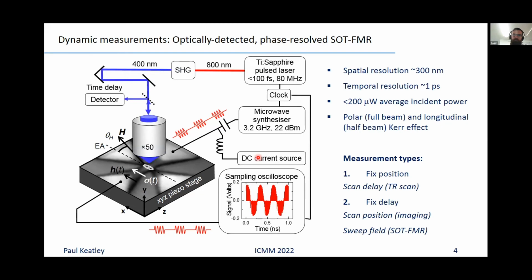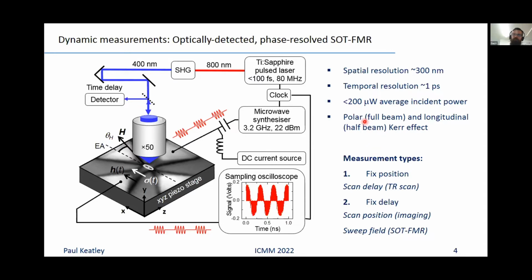Then to probe the dynamics, we synchronize the synthesizer with a femtosecond laser. We use second harmonic generation to go to blue light so that we can focus to a smaller spot. That light is time delayed, linearly polarized, and then focused to a diffraction limited spot, which is submicron. Then we measure polarization changes due to the magneto-optical Kerr effect using a balanced photodiode detector. The spatial resolution is estimated to be about 300 nanometers, temporal resolution down to picoseconds, and we're using less than 200 microwatts average power to prevent any heating due to the laser.